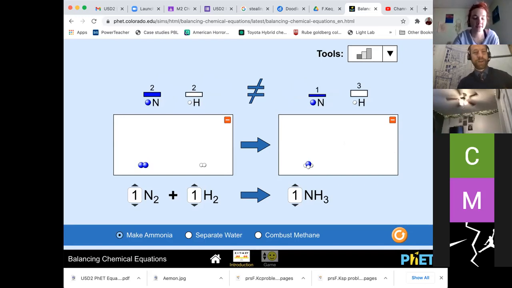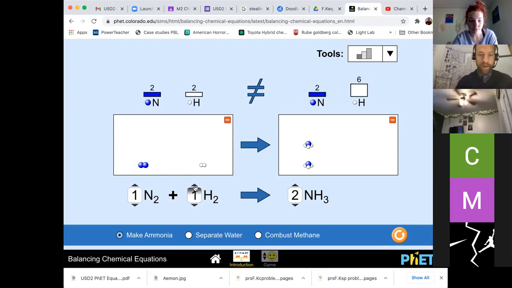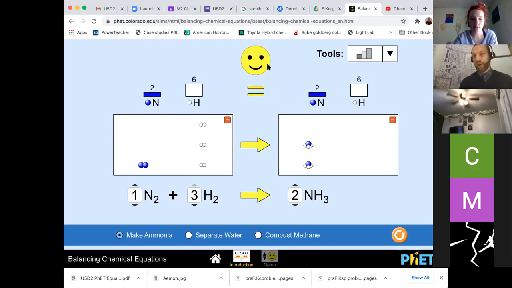Thank you, Alexia. All right, so what you guys have to do is make sure that these are balanced. If I need 2 nitrogens, I need another one of these whole molecules. Now I need 6 hydrogens. That means I need to up my hydrogens on this side. And it gives me a little smiley face. Instant gratification. Nothing quite like it.